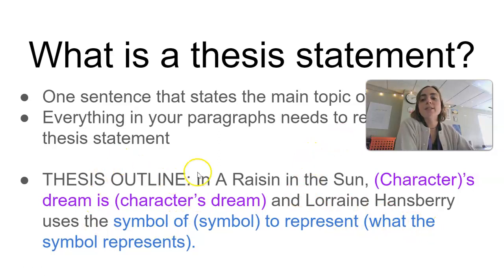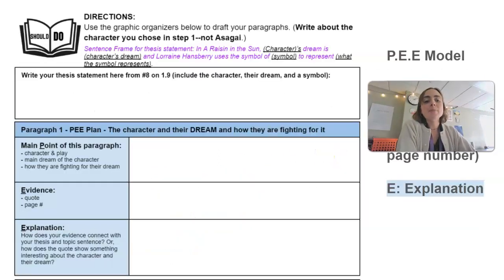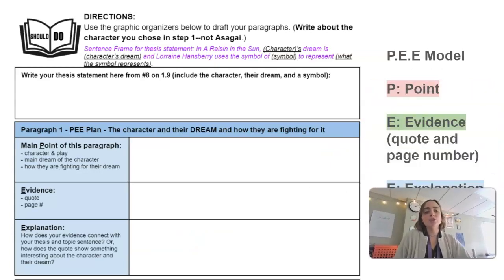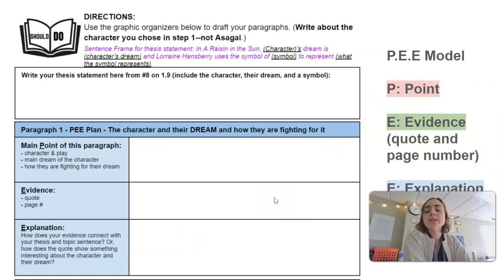So you're going to write your thesis at the top of your 2 paragraphs, and you're also going to write it in the outline in your packet. I'm also really encouraging everyone to do the should do in your packet for 1.10. The should do is actually outlining the paragraphs that you're going to write.